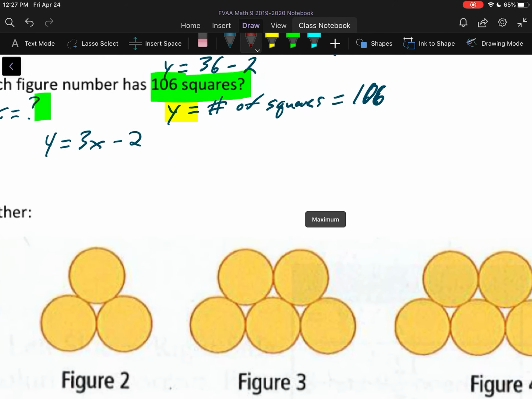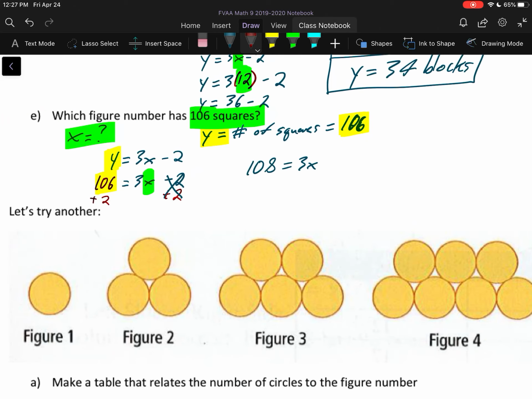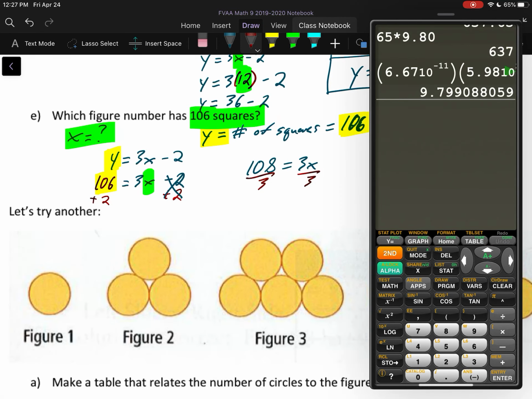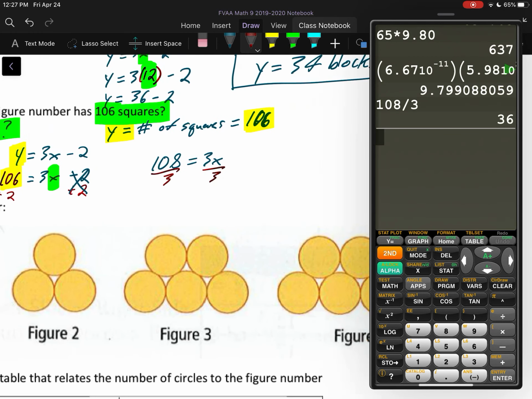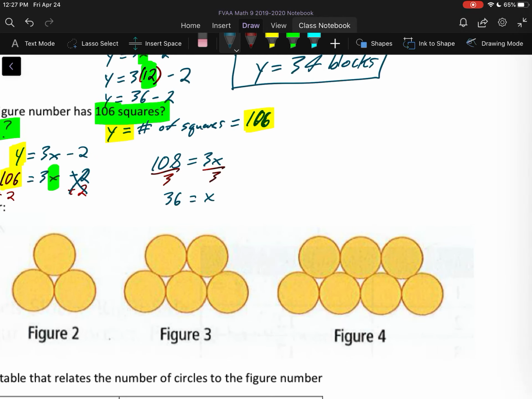And last algebraic step, to get x by itself, because it's 3 times x, I'm going to divide both sides by 3. 108 divided by 3, and that's going to give me x is equal to 36. So this is saying that figure 36 will have 106 squares.